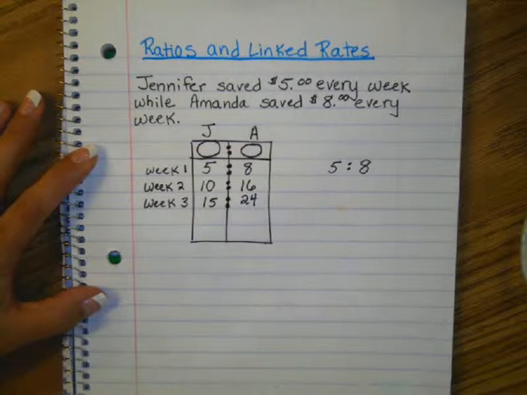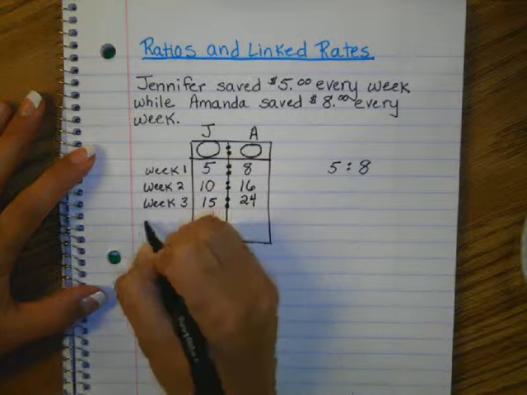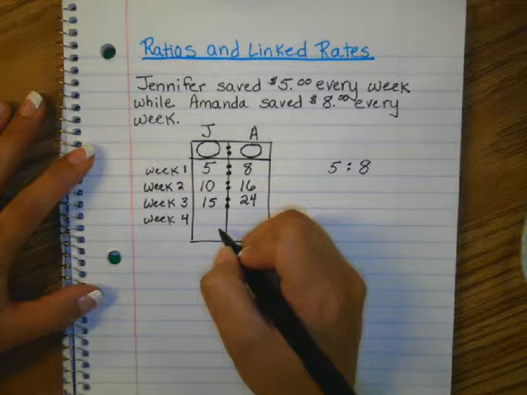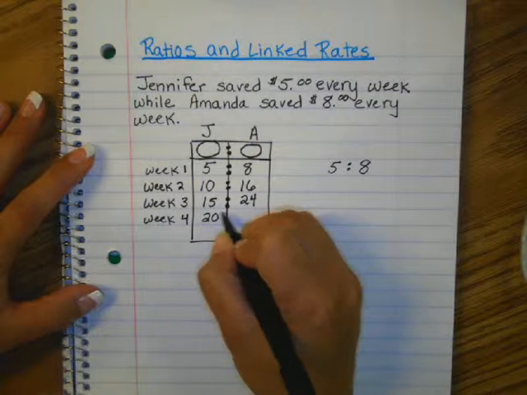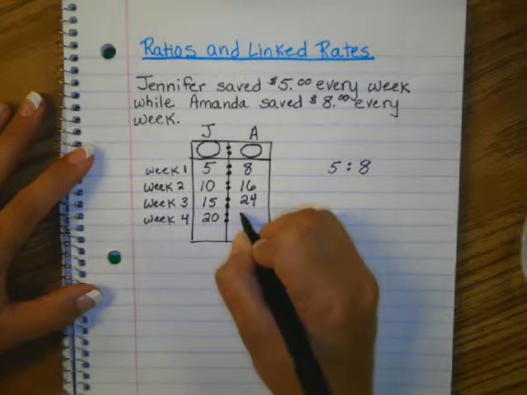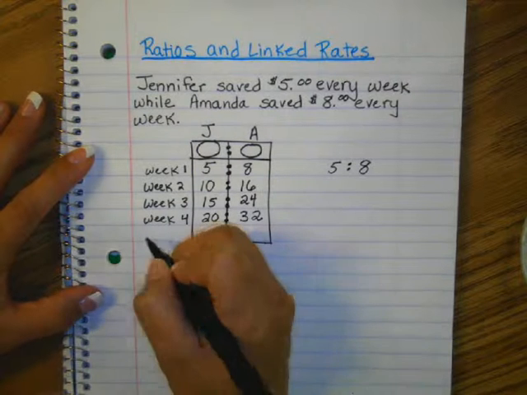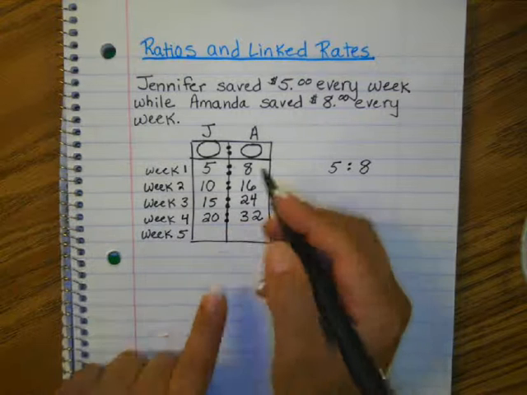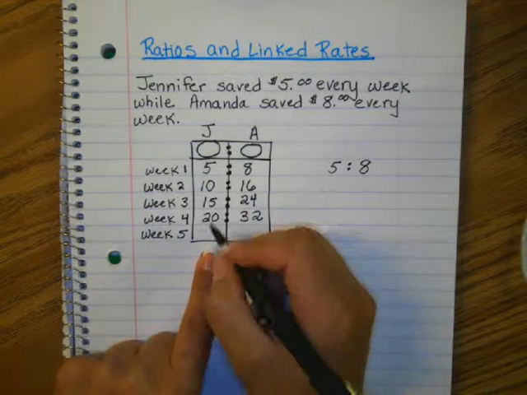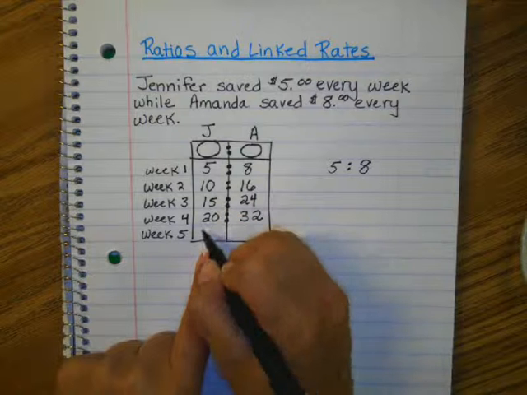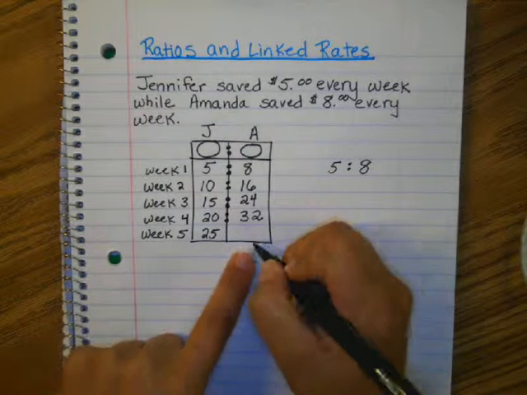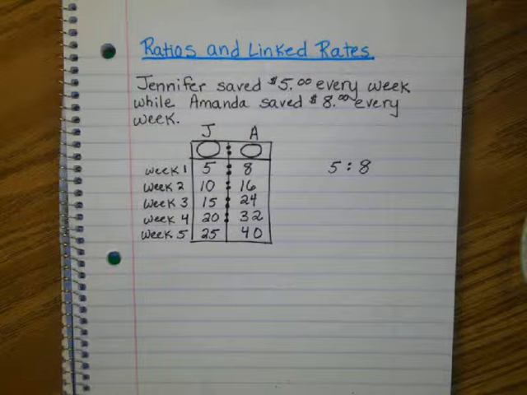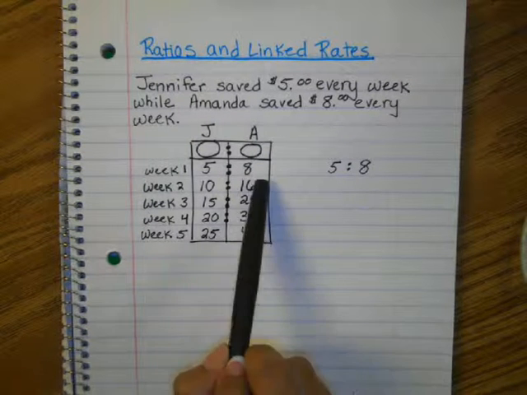So then we go to week 4. Now Jennifer has 20. And Amanda has? 32. Nice work. Maybe we need to practice our 8s tomorrow, some of us. So Jennifer on week 5 has how much? 25. And Amanda has? 40. Okay. So now we have enough information to fill in our circles at the top.